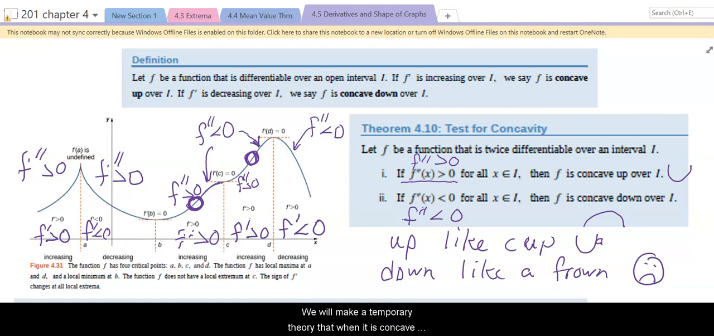We will make a temporary theory that when it is concave down and we have a critical point, that we must have a max, and when it is concave up and we have a critical point, it is a relative minimum. It is not clear yet what will happen at a cusp where the first derivative is undefined. If the first derivative is undefined, then clearly the second derivative is also undefined. Let's move on and look at the next section.